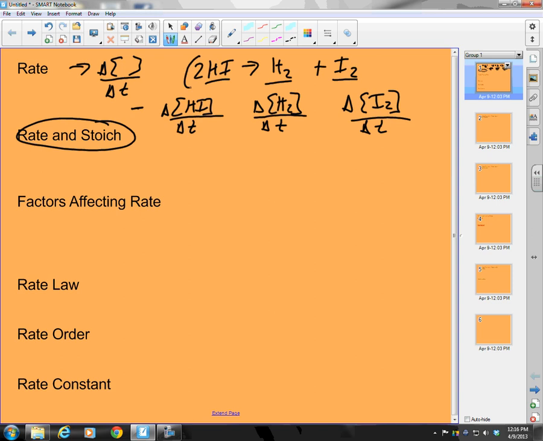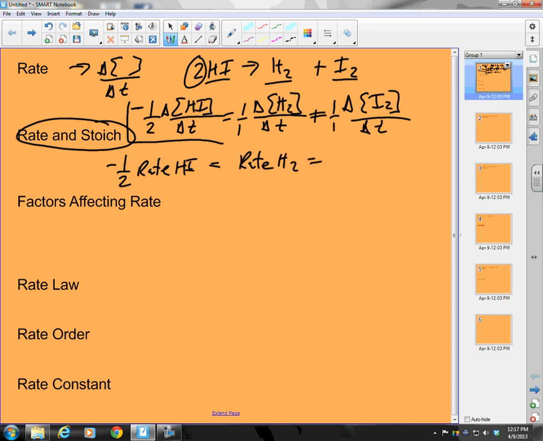Good. And it's also related to our coefficients. The way we do this is we take our coefficient and put that in the denominator. So that's the way we would relate rate. Another way I could write this is negative 1/2 the rate of my HI is equal to the rate of my H2, which is equal to the rate of my I2, right? So that is the way that we relate rates through stoichiometry.